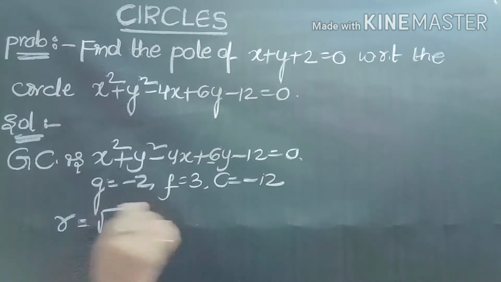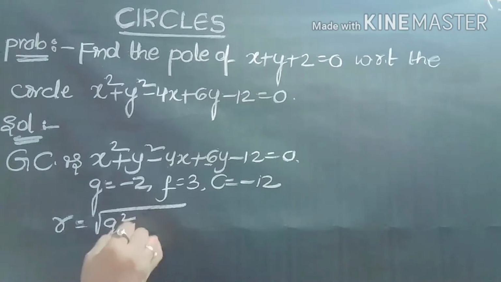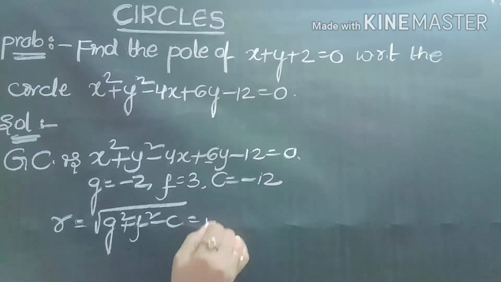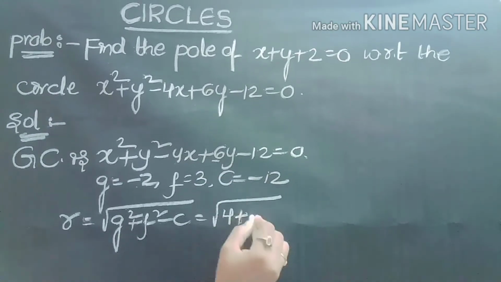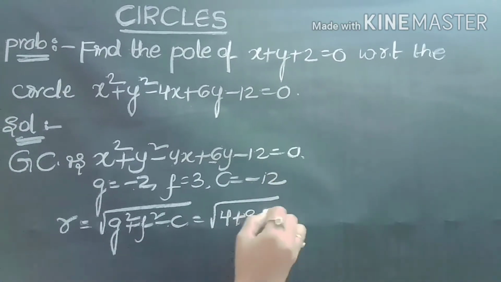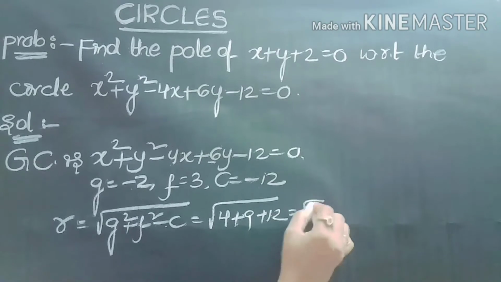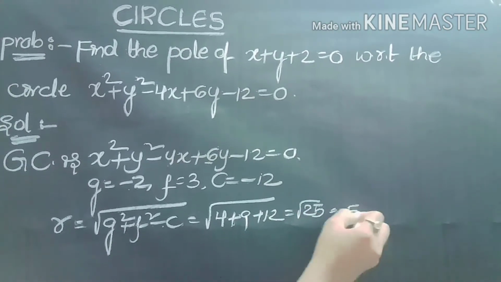Therefore, the value of radius r is equals to square root of g square plus f square minus c, that is square root of g square 4, f square 9, minus c, minus of minus, plus 12, is equals to root 25, and this value is equals to 5.